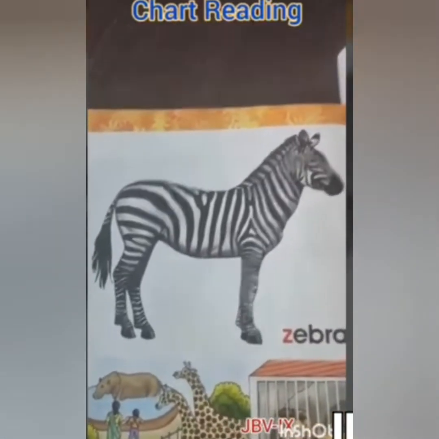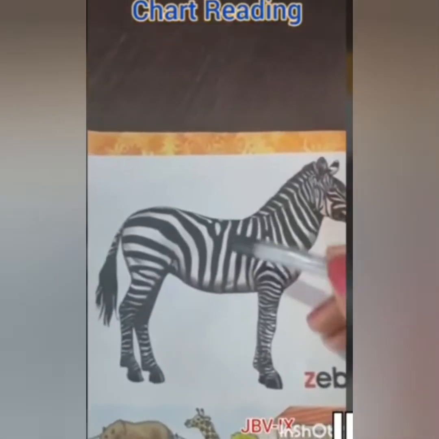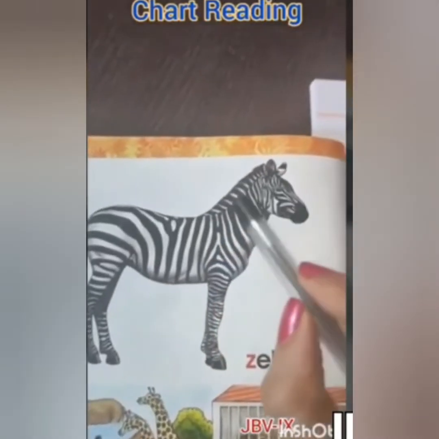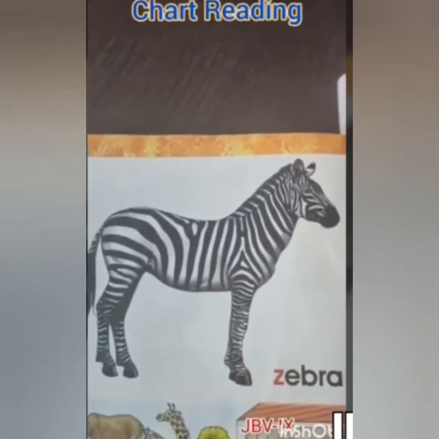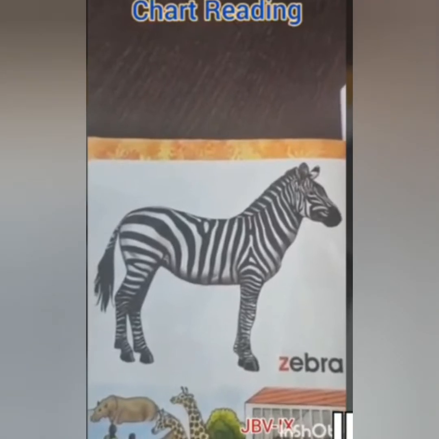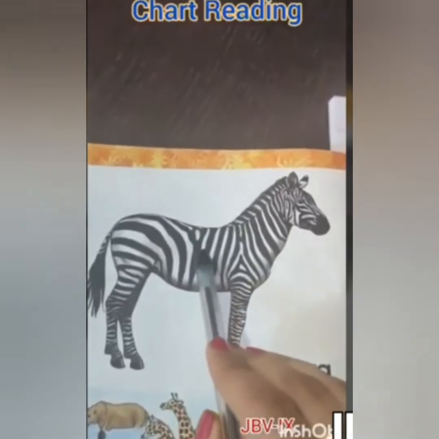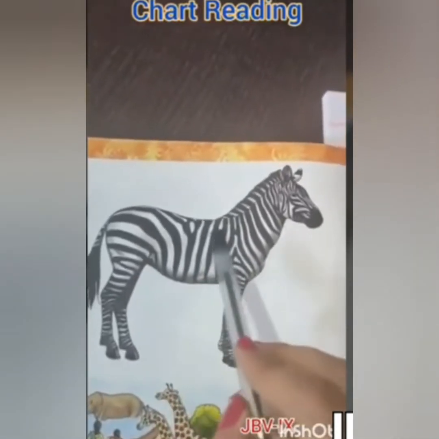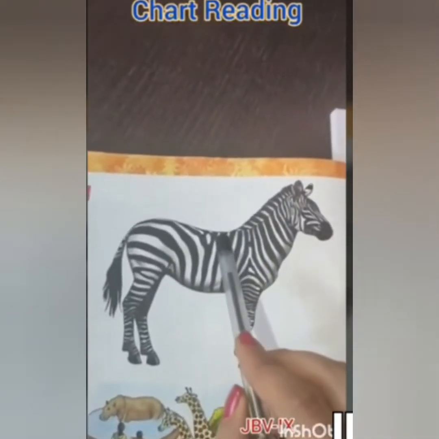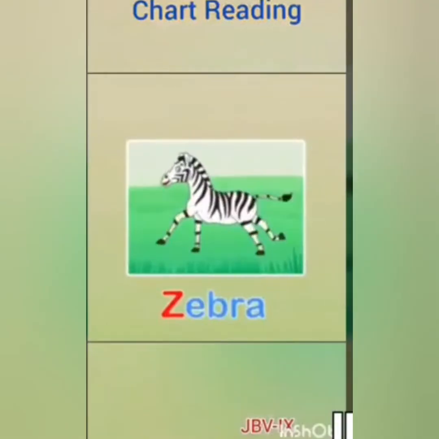Zebra looks very similar to a horse, and they are very well known for their black and white stripes. And children, do you know? Each species of zebra has its own pattern of stripes. So, each and every zebra has a different pattern of stripes. Black and white stripes are different in every zebra. Z for zebra.